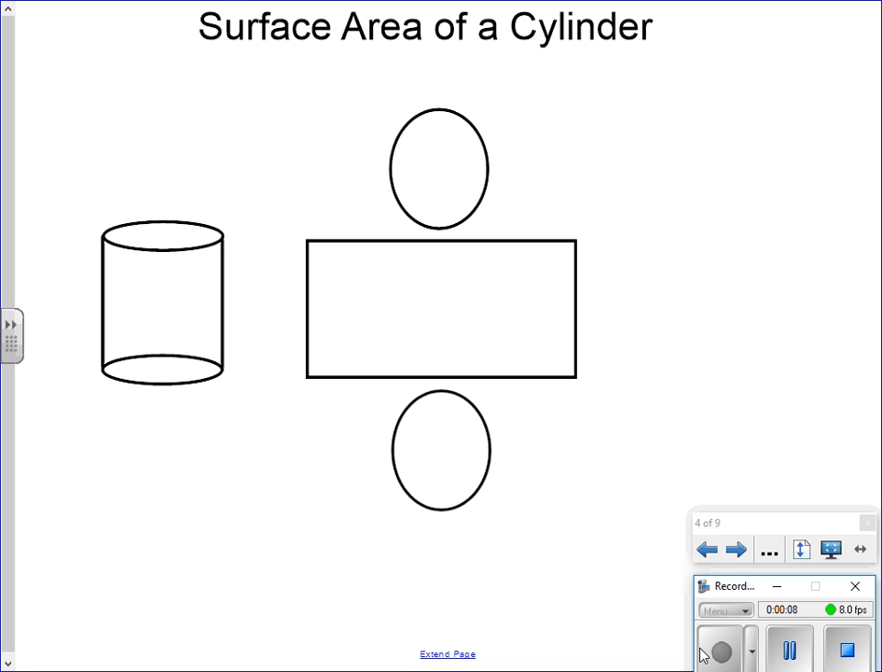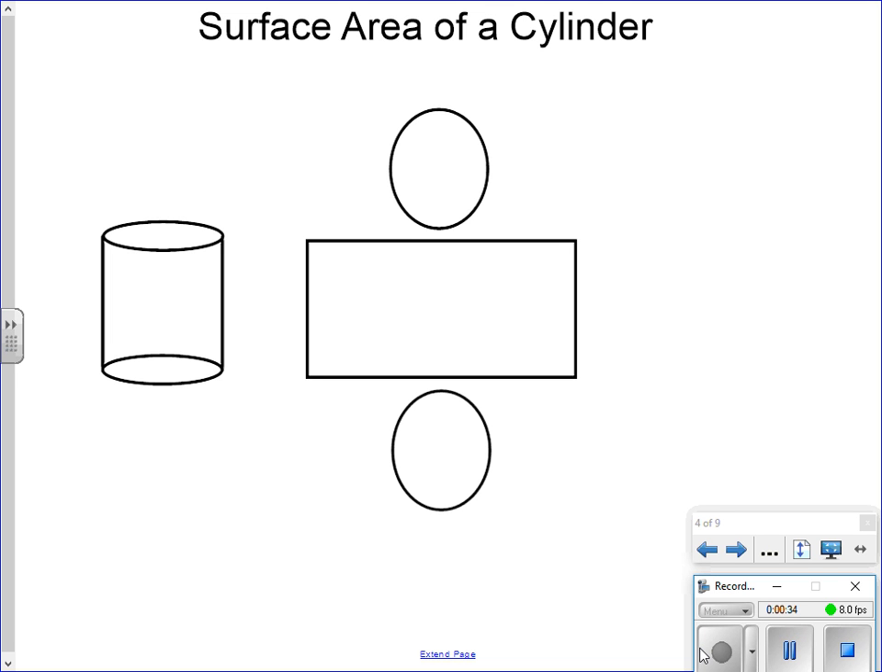I know what most of you are saying. Can we try something that's a little bit more difficult? I know that most of this stuff has been too easy for you. So we are going to step it up a notch today, and we're going to be talking about, as you can see, a cylinder. A cylinder is a tube. A cylinder is made up of three basic shapes. We've got two circles and a rectangle.